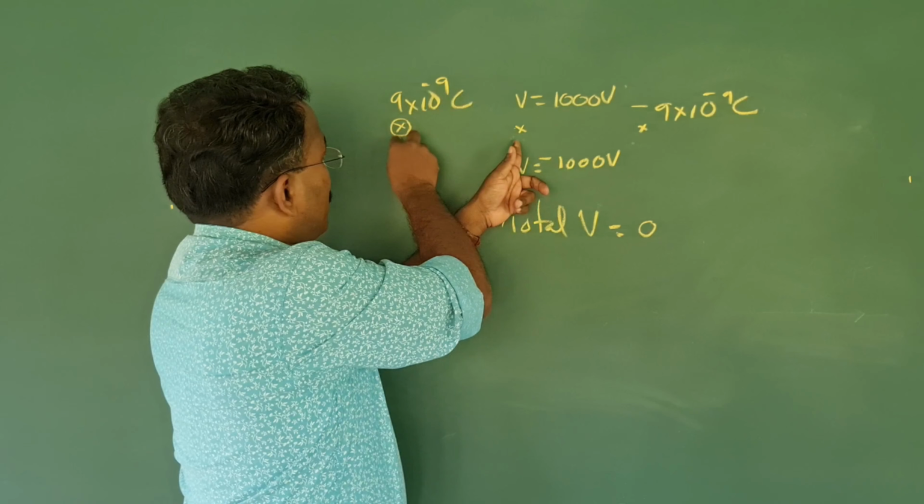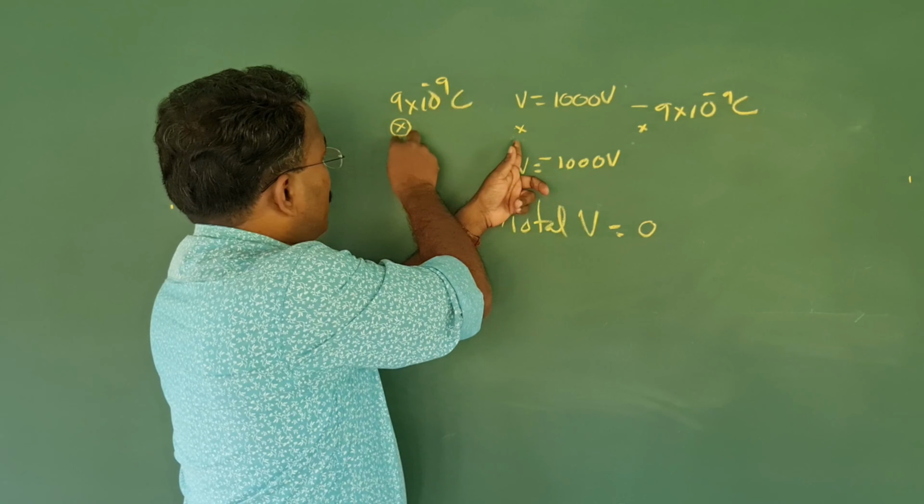Is the situation clear to you? Copy that into your notebook and understand the situation carefully. This produces a positive potential here and this produces a negative potential here. So what will be the total potential? Total potential will be the sum of these two. So the sum will be 0.